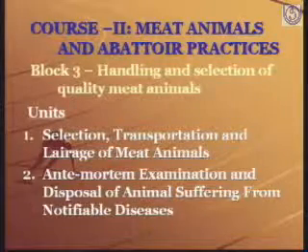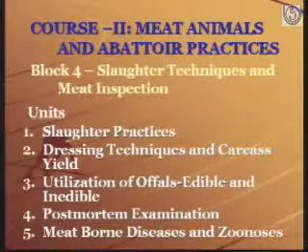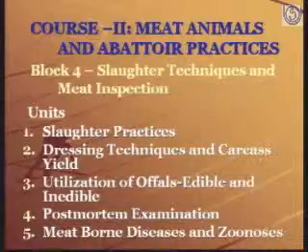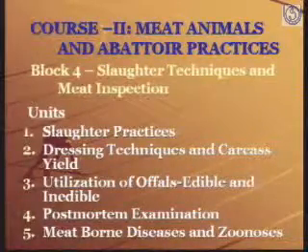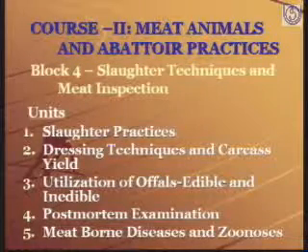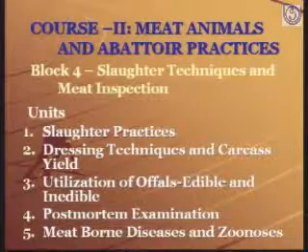The next block is about the slaughter practices, slaughter techniques and meat inspection. This is again divided into 5 units. First unit is about the slaughter practices. Here we will know about the different slaughter practices. There are 2 main slaughter practices. One is humane slaughter, another one is ritual slaughter.